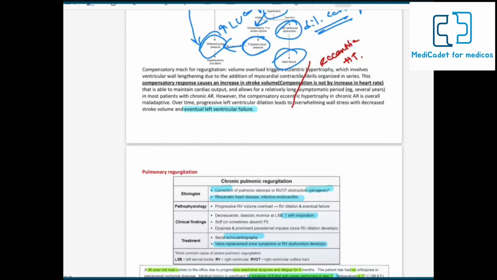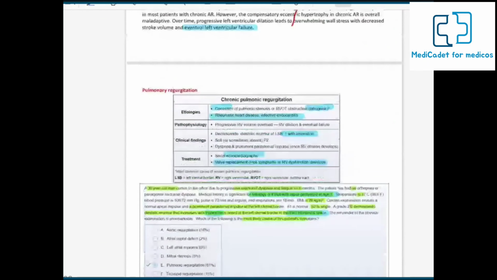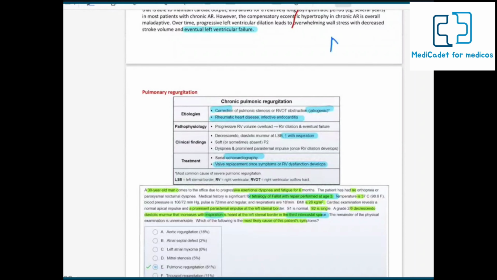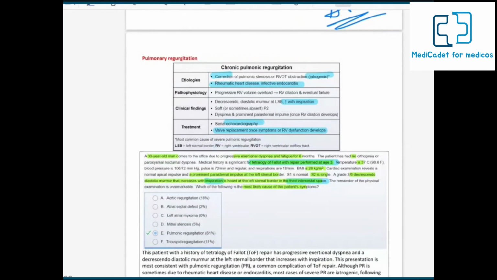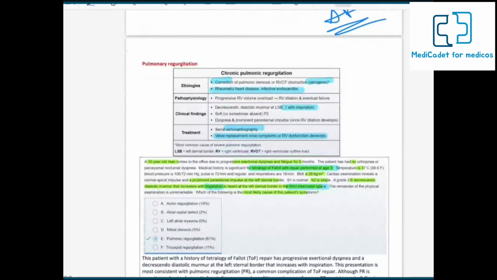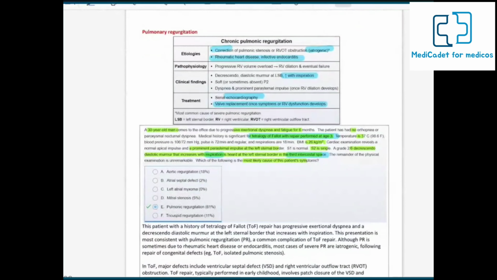I hope we are clear till here. It is the same concept repeated here. We'll move on to the next one. Are we clear with the AR? I hope no questions can be wrong after this. I think we covered almost everything.